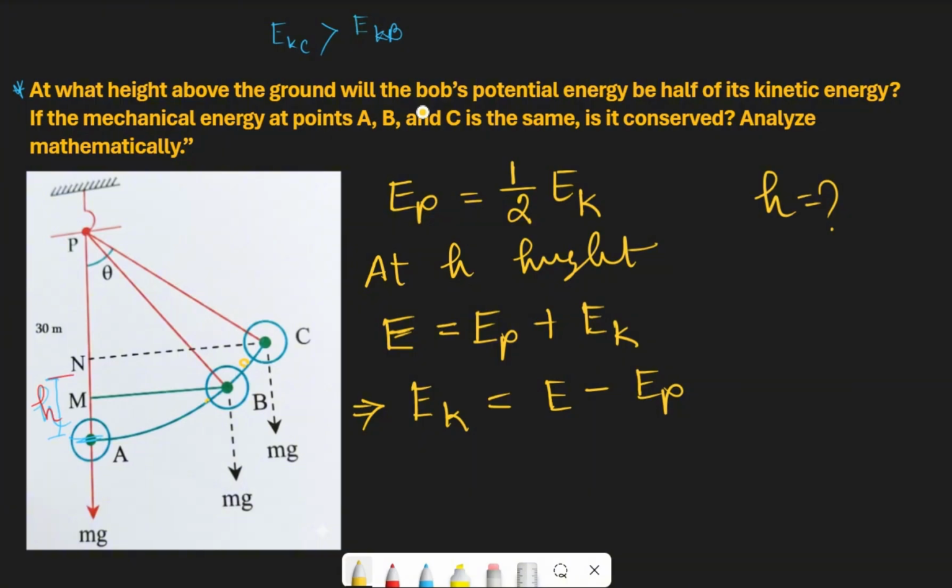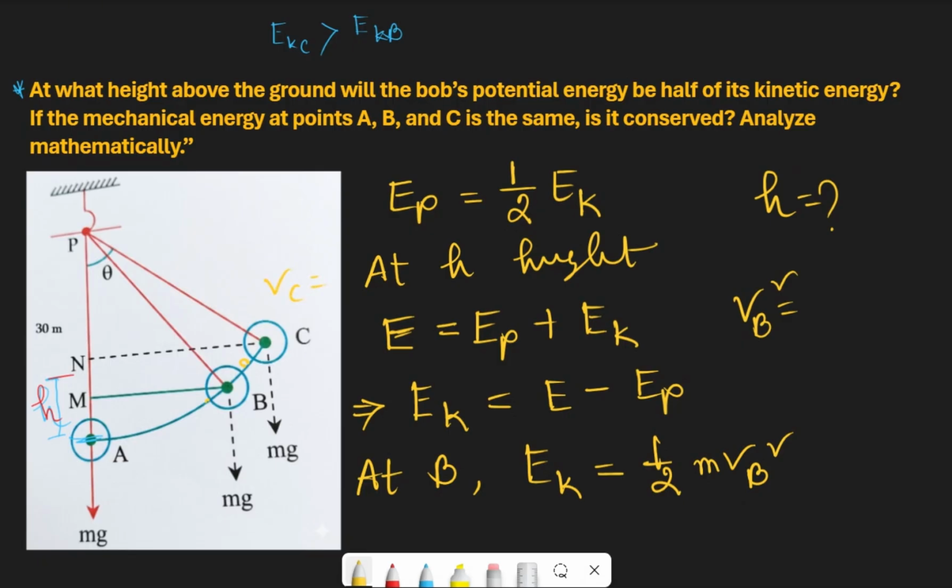Anyways, at B point, the kinetic energy is half m vB square. So vB square is equal to, since at C point vC is equal to 0 meter per second, so here will be 2g and the height is MN.